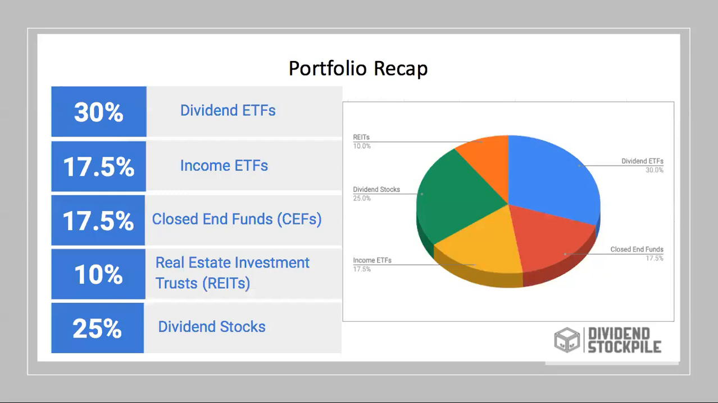So to recap the portfolio, I'm going to be putting 30% in dividend ETFs, 17.5% in both income ETFs and closed-end funds, 10% in real estate investment trusts, and 25% in individual dividend stocks. As you can see, 65% of the portfolio is in funds, and the remaining 35% is in individual names. I'm utilizing the ETFs and CEFs as my baseline of my portfolio, and then utilizing individual stocks to, one, follow and enjoy the process, as well as providing some potential upside having individual names.